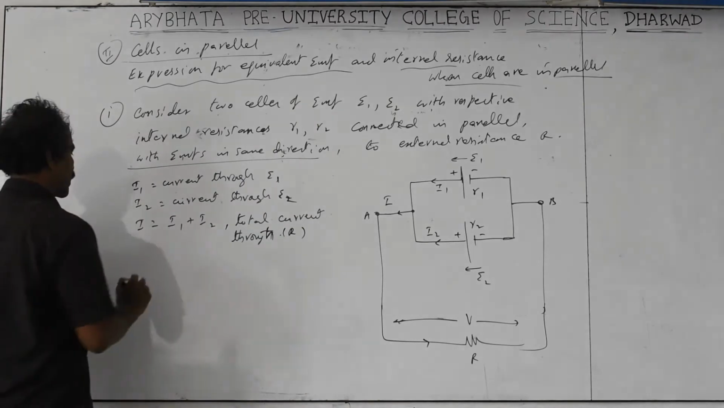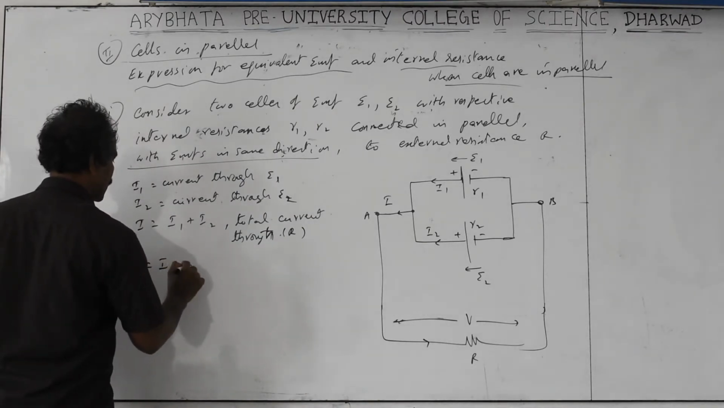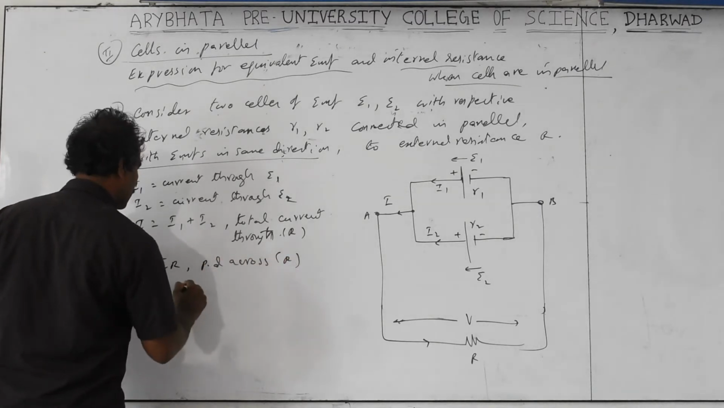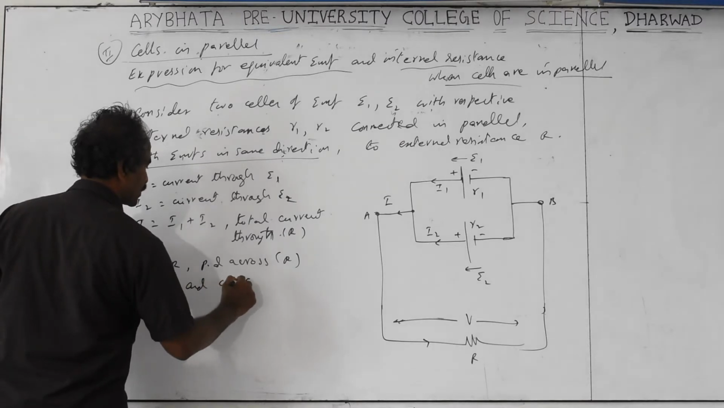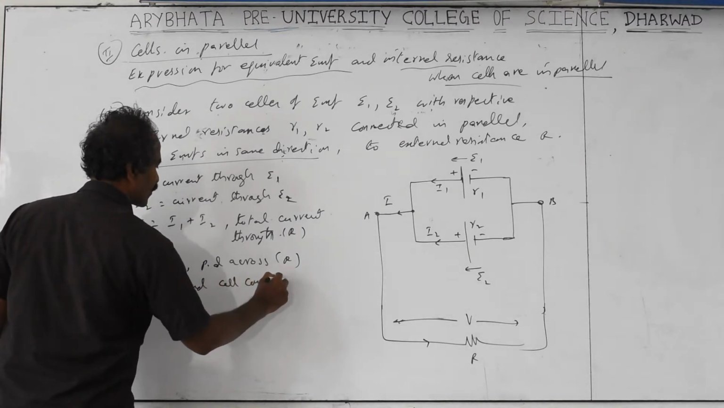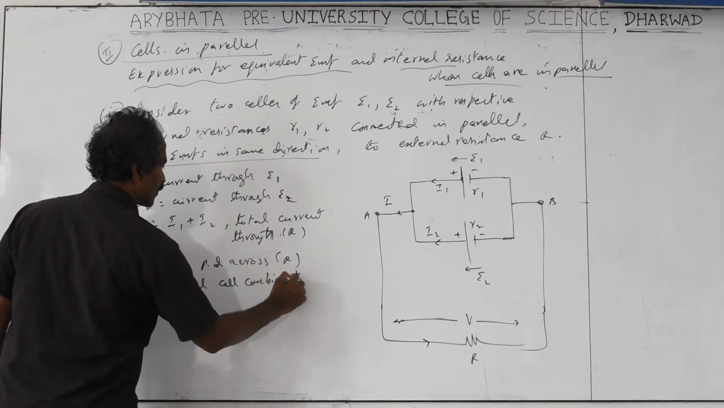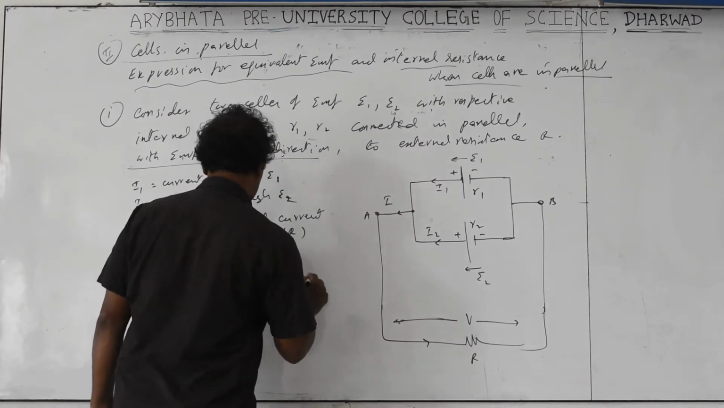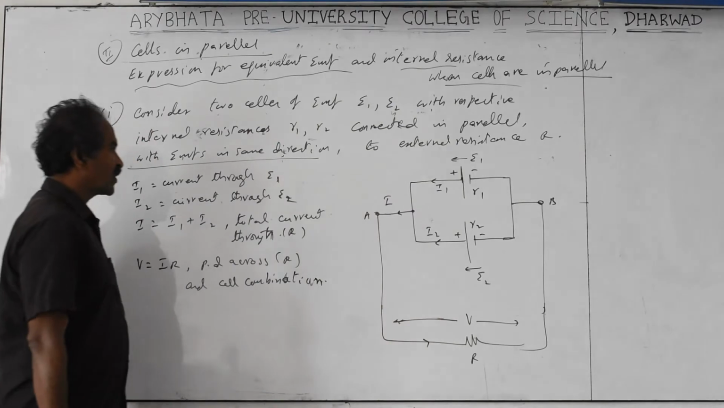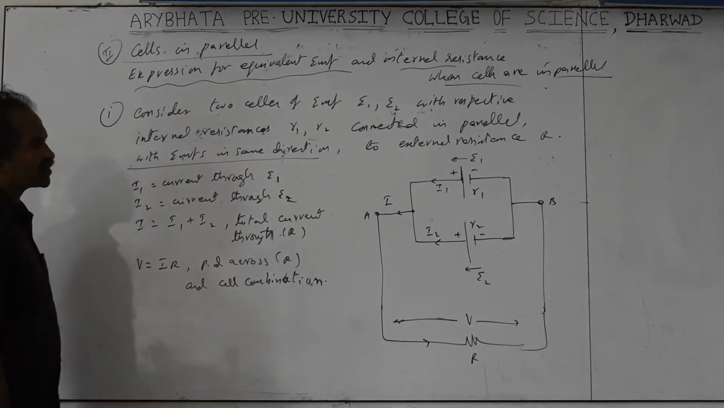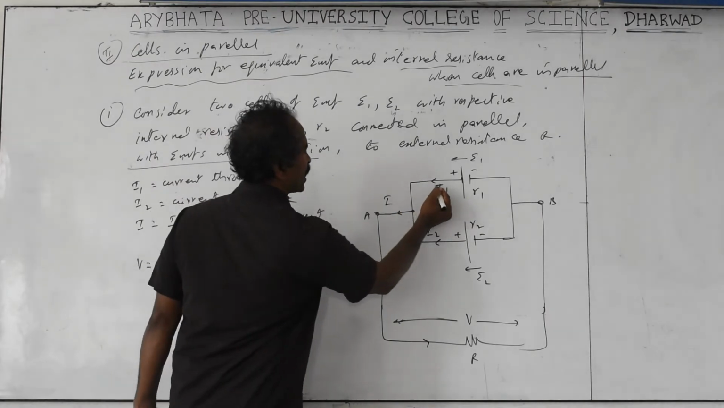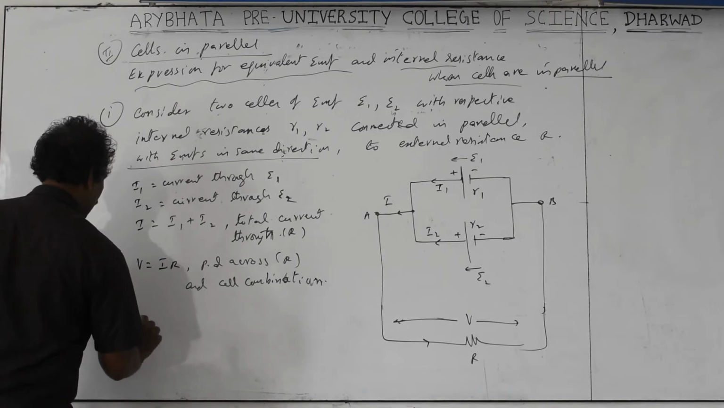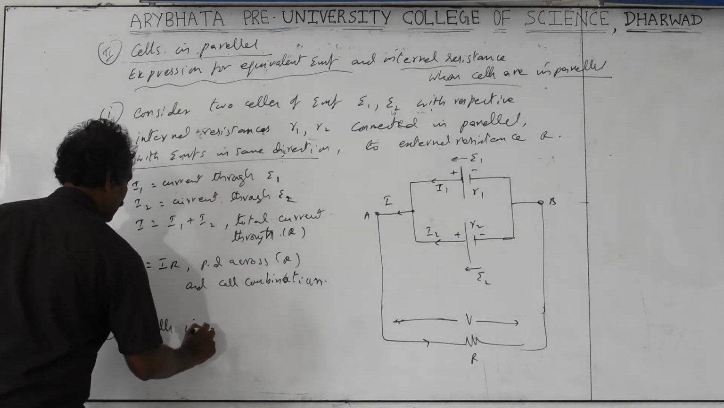Potential difference V is equal to IR, which is the potential difference across R and also across the cell combination. V equal to IR. But for parallel combination, for cells in parallel, the potential difference V is the same.